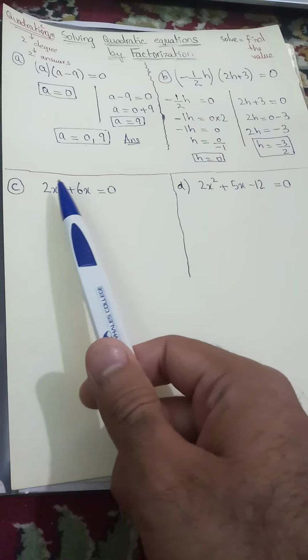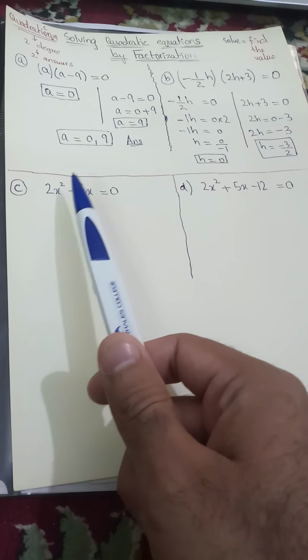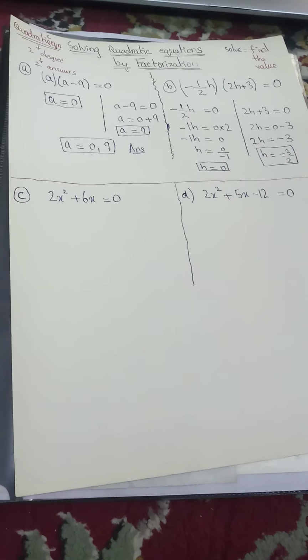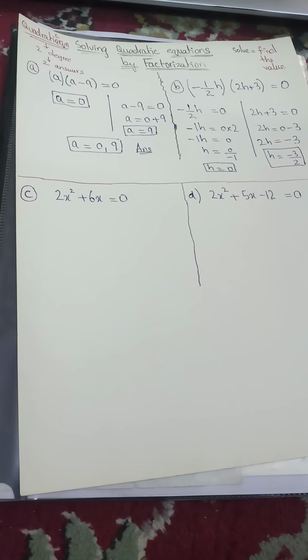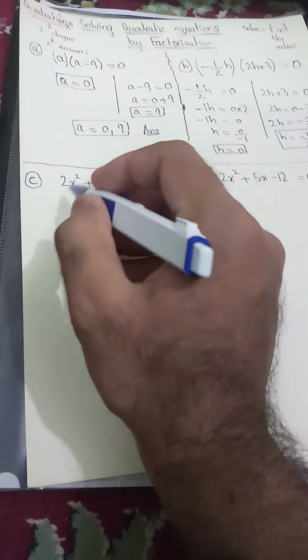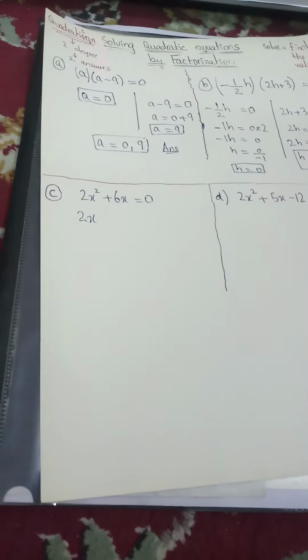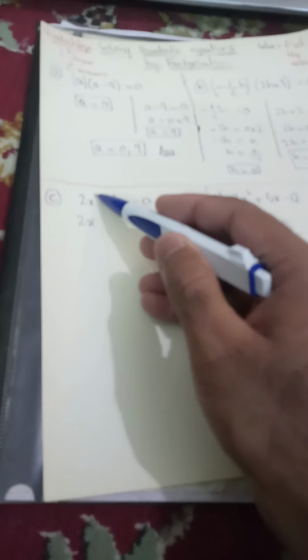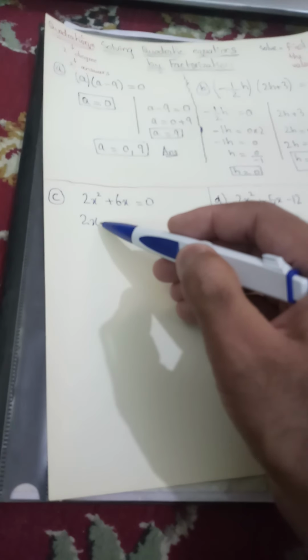and we can clearly see that 2 and 6, we can take 2 as common, and there x square and x, so we can also take x as common. So we are going with common, and we will be taking common, and then we will be using a 0 property. So I am taking common 2x because 6 comes in the table of 2, and I have 2x over here and 1x over here, so I can take 1x as common.